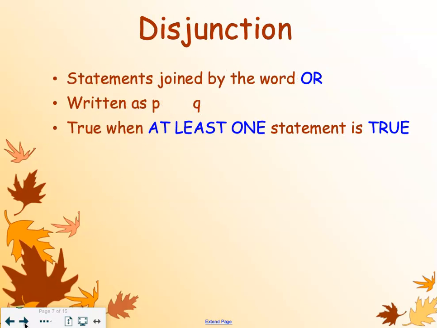Now, a disjunction is when we join the statements by the word or. And the symbol for that is just a regular big V. And these are true when at least one statement is true. An easy way I remember the difference between these is that this one looks like an A, so it's for and. Does that kind of look like an A? Yeah. So that's how I remember it's and. I don't know, that's how I remember it.